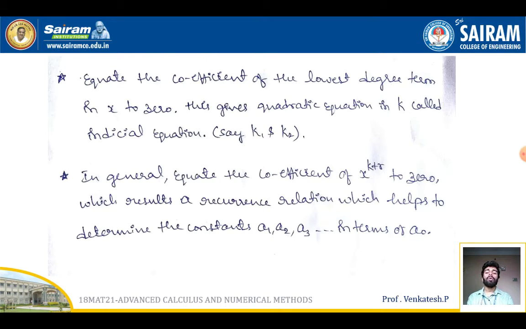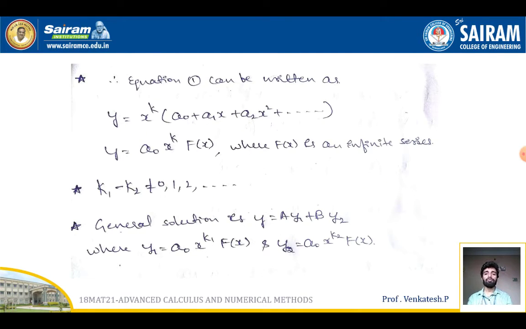In general, if I equate the coefficient of x^(k+r) to 0, it results in a recurrence relation, which helps us to determine the constants a1, a2, a3 in terms of a0. So finally, by equating the coefficients of x^(k+r) to 0, I can estimate the values of the constants a1, a2, a3 in terms of a0.